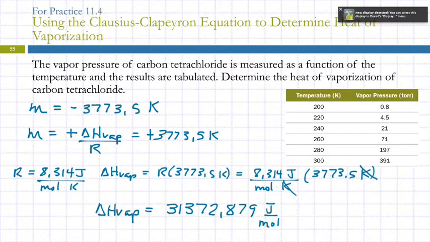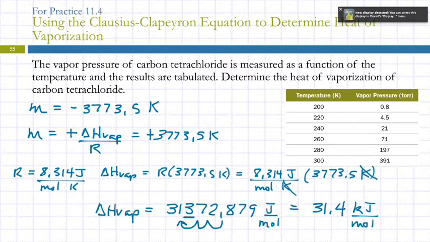So if I keep 3 sig figs, and then I look at this, it's a big number, and it's joules per mole. It'd probably be better to make it kilojoules per mole, right? So kilojoules would move the decimal point 3 places. And so a nice answer would be 31.4 kilojoules per mole. Any questions?